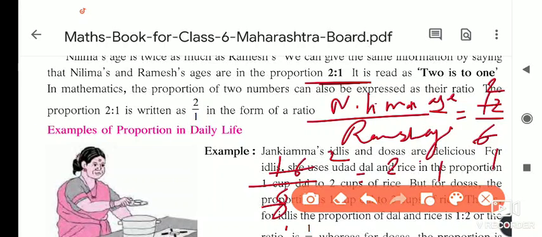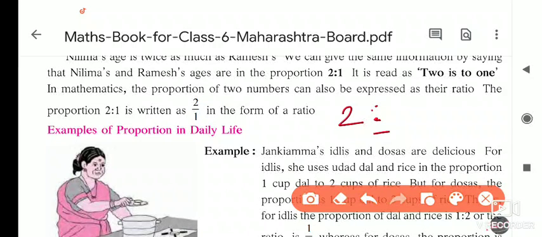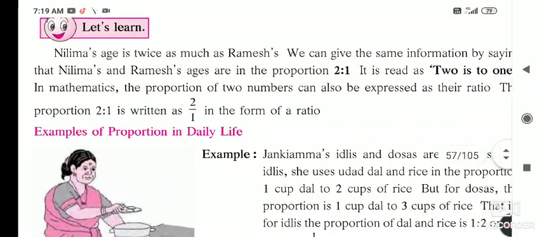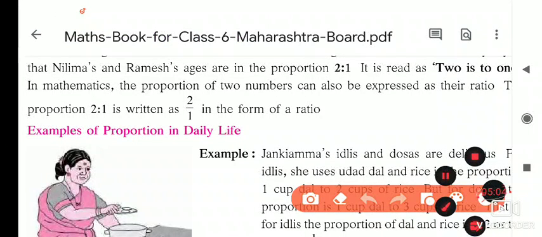It is read as 2 is to 1. How to read this sign? That double dot sign is there, between 2 and 1. What we say for it is 2 is to 1. In mathematics, the proportion of two numbers can also be expressed as their ratio. Any two numbers you can take. If we have to find out their proportion, then we have to express it in the form of a ratio.